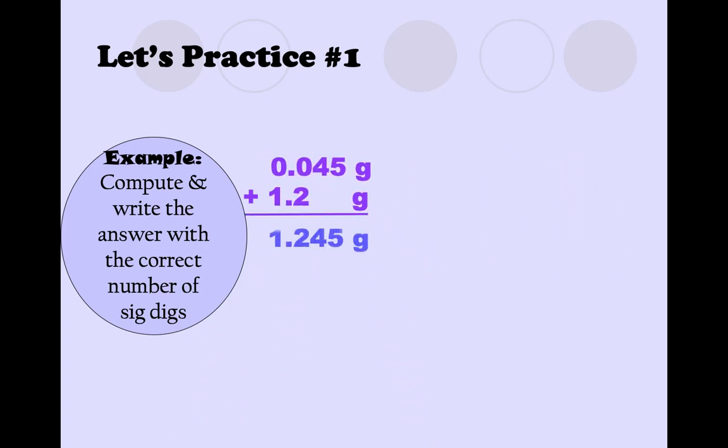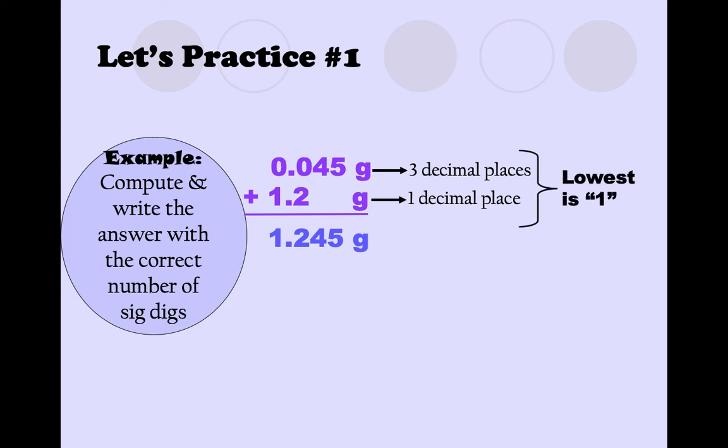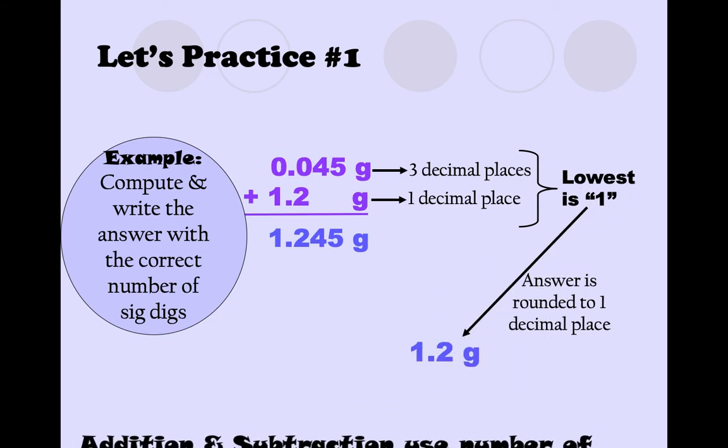Let's walk through a couple of examples. So here I have 0.045 grams plus 1.2. I am doing addition. And so I care about the least number of decimal places. So my first input has 3, my second one only has 1 decimal place, and so I would be rounding my answer to only 1 decimal place. So 1.245 would be 1.2 grams.